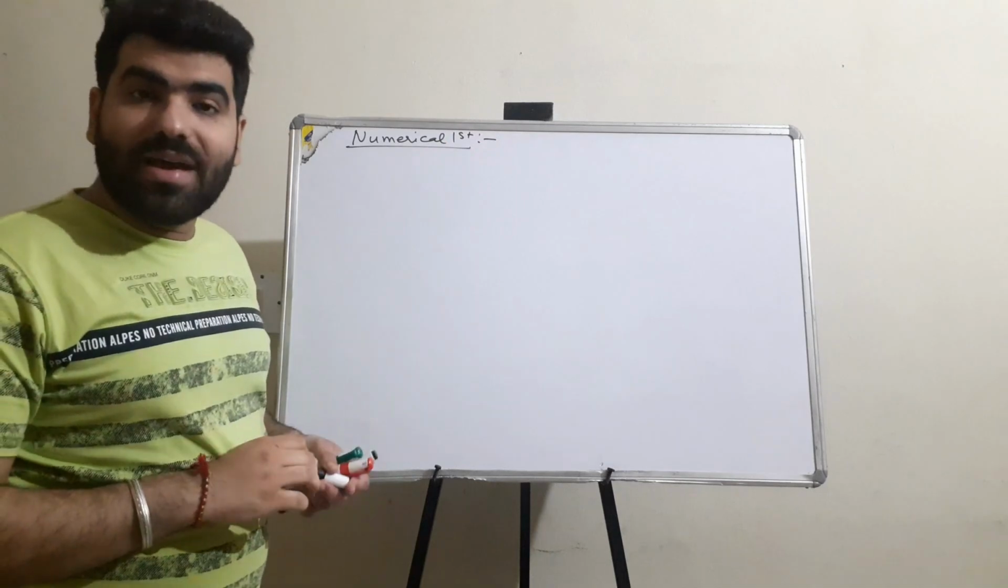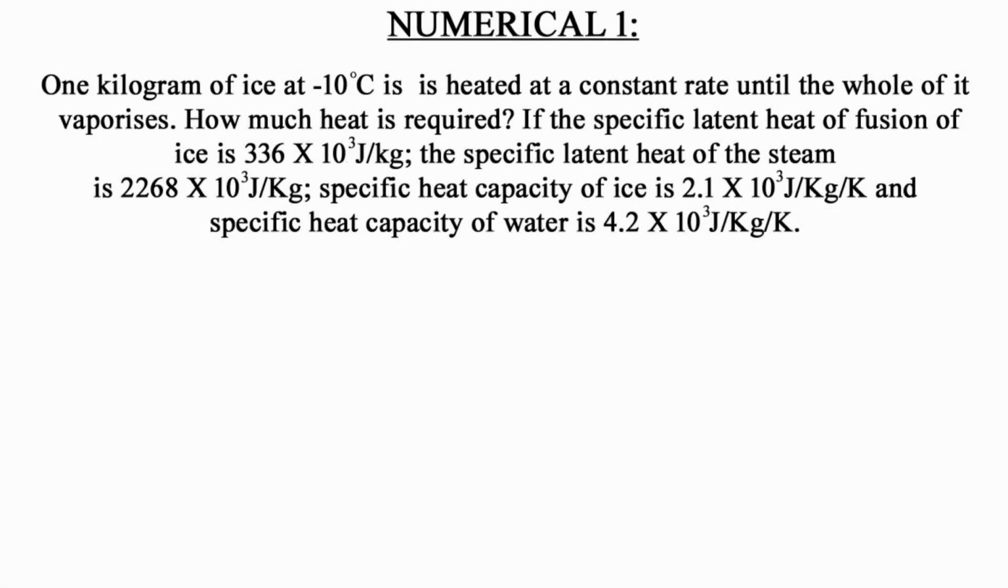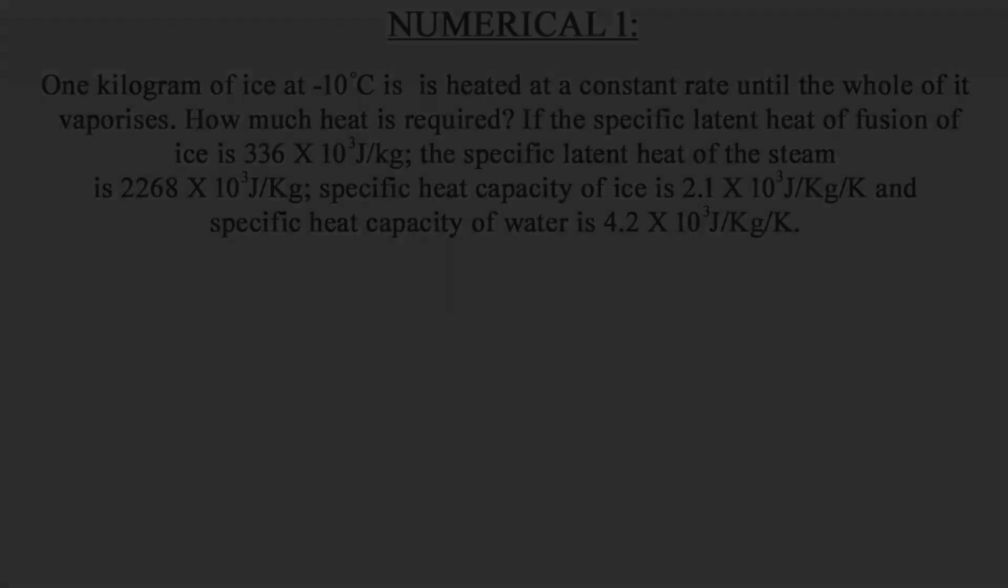So the statement of the numerical is: 1 kilogram of ice at minus 10 degrees Celsius is heated at a constant rate until the whole of it vaporizes. How much heat is required? Specific latent heat of fusion of ice is 336 into 10 power 3 joule per kg. Specific latent heat of steam is 2268 into 10 power 3 joule per kg. Specific heat capacity of ice is 2.1 into 10 power 3 joule per kg per Kelvin, and specific heat capacity of water is 4.2 into 10 power 3 joule per kg per Kelvin.